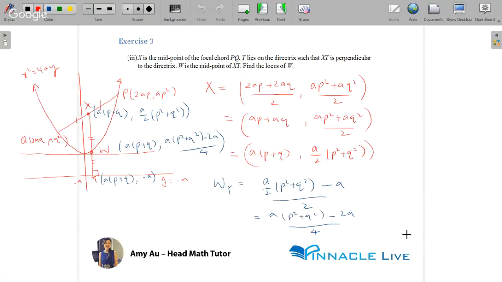Finally, if X is the midpoint of the focal chord, T is such that XT is perpendicular to the directrix, and W is the midpoint of XT. Couple of steps here. First, find the midpoint of X, so midpoint formula, vertical below. So same X coordinate, Y coordinate is -a because of the directrix. And W has the same X coordinate because it's on a vertical line between X and T. And the Y coordinate, you can just use the midpoint formula, which is what I've done here.